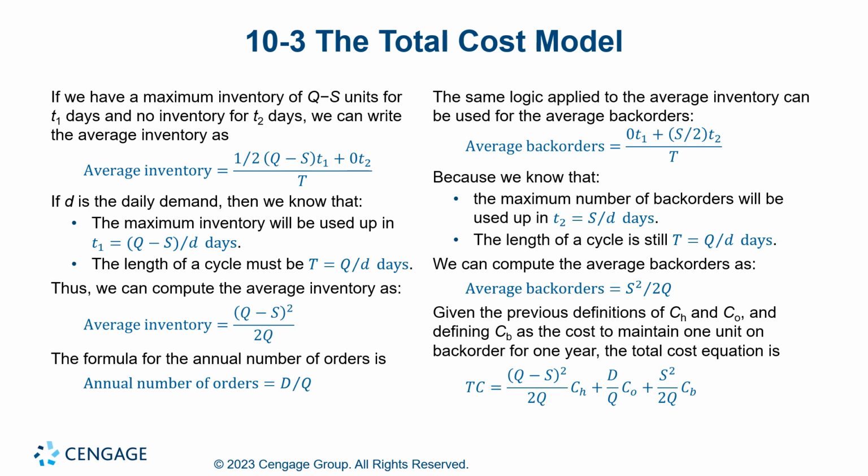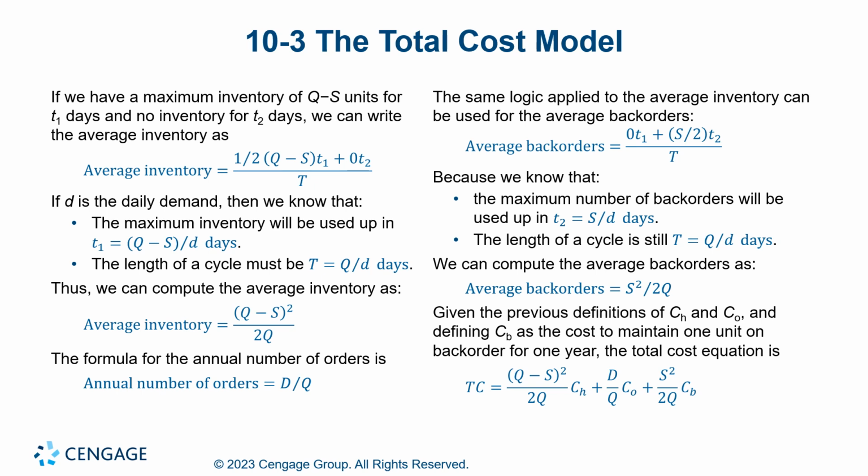And therefore from here we can compute the average inventory as (Q minus S) squared divided by 2Q. And the formula for the annual number of orders is D divided by Q. And using the same logic, we can apply this to the average back orders, where orders only happen at T2.